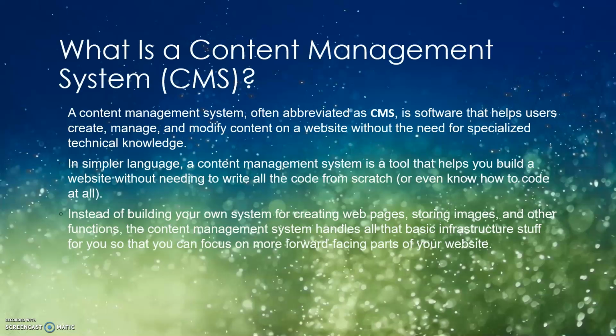So first of all, we're going to ask, what is a content management system? A content management system, often abbreviated as CMS, is software that helps users create, manage, and modify content on a website without the need for specialized technical knowledge. In simpler language, a content management system is a tool that helps you build a website without needing to write all the code from scratch, or even knowing code at all. This is really kind of a plug-and-play system.